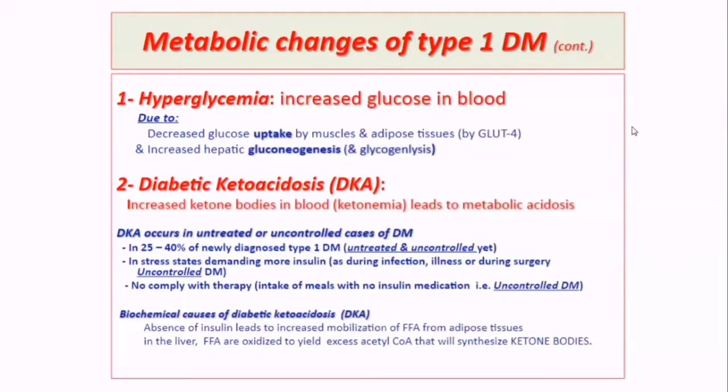So diabetic ketoacidosis is a type of metabolic acidosis caused by an imbalance between ketone body production and its use, which occurs in 25 to 40% of those newly diagnosed with type 1 diabetes, and may recur if the patient becomes ill, most commonly with an infection, and or who doesn't comply with the insulin therapy.